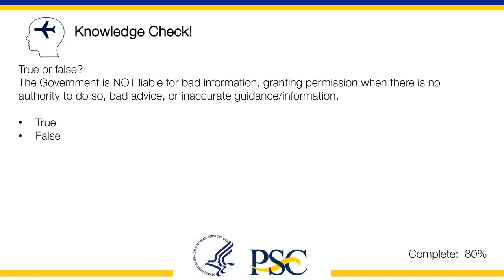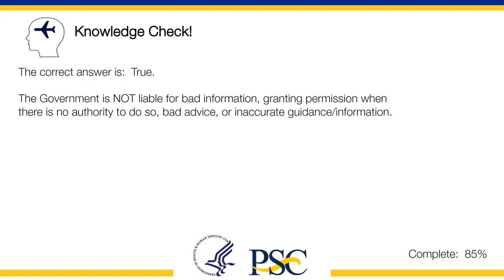True or false? The government is not liable for bad information, granting permission when there is no authority to do so, bad advice, or inaccurate guidance/information. Pause the video, consider your response, and then resume to learn the answer. The correct answer is true.